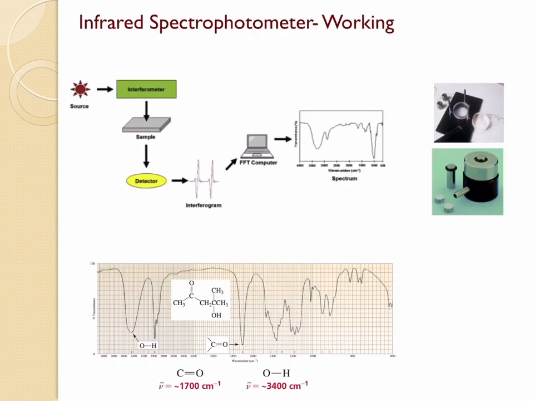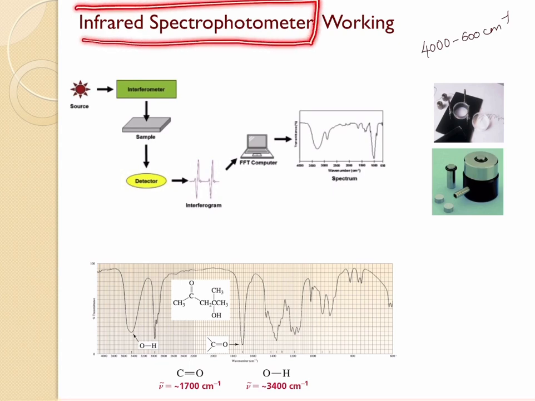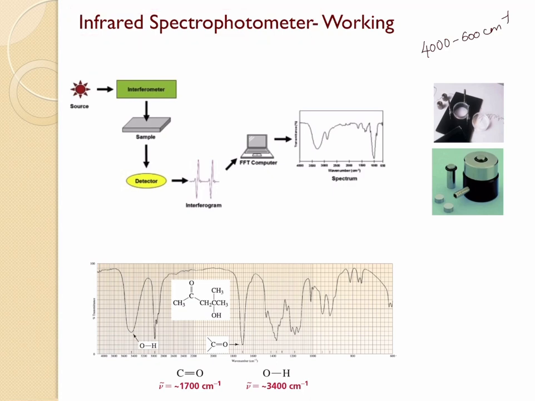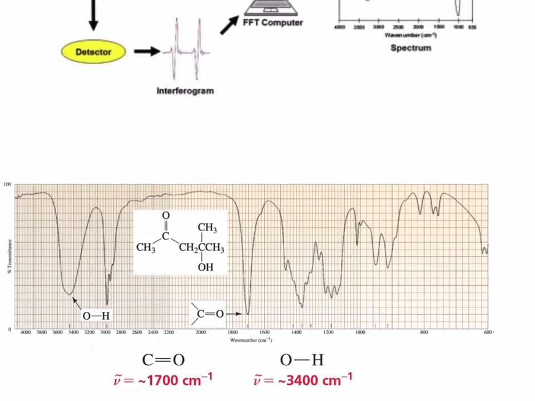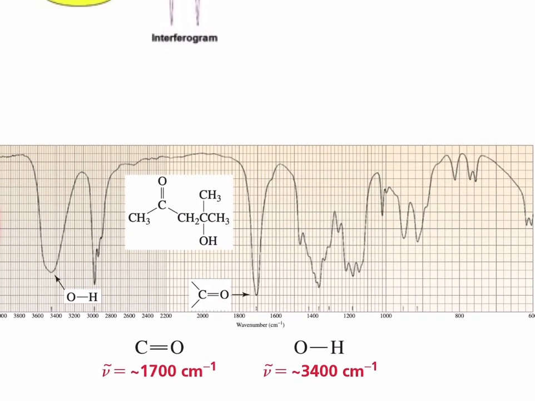Infrared radiation has just the right range of frequencies, that is 4,000 to 600 centimeter inverse, to correspond to the frequencies of the stretching and bending vibrations of bonds in organic molecules. The instrument used to obtain the IR spectrum is called the IR spectrophotometer. In an IR spectrophotometer, the sample is irradiated with frequencies of IR radiation, and those frequencies that are not absorbed by the sample are detected by the detector. Then a plot is constructed between percentage transmittance and wave number.